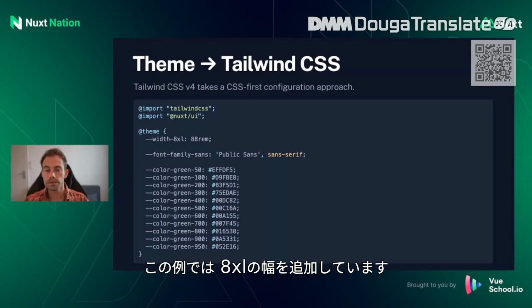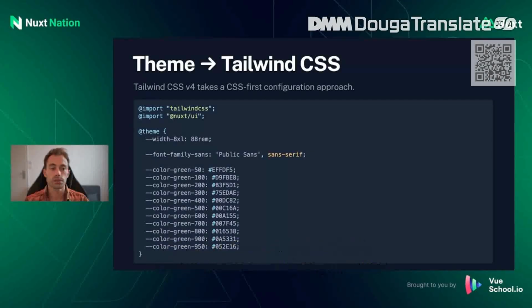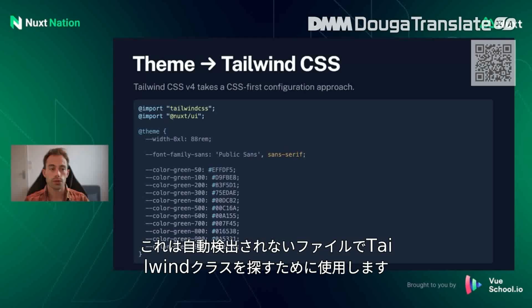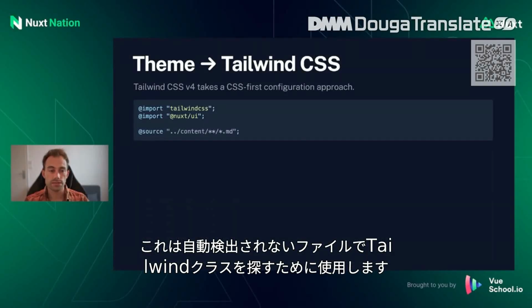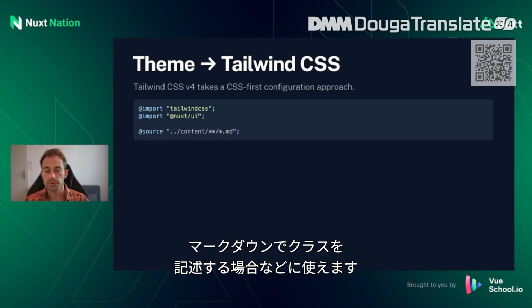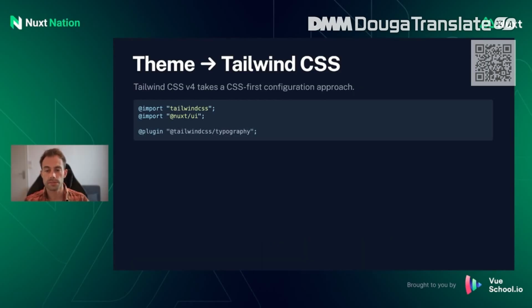In this example, we're adding an 8 pixel width. We override the default font and we override the default green color. You can also use the source directive to look for Tailwind classes in files that are not automatically detected. This can be useful with Nuxt Content, for example, when you write classes in your Markdown. You can use the plugin directive to import Tailwind CSS plugins.